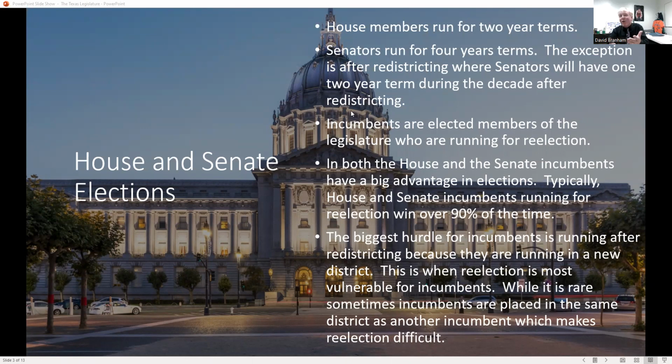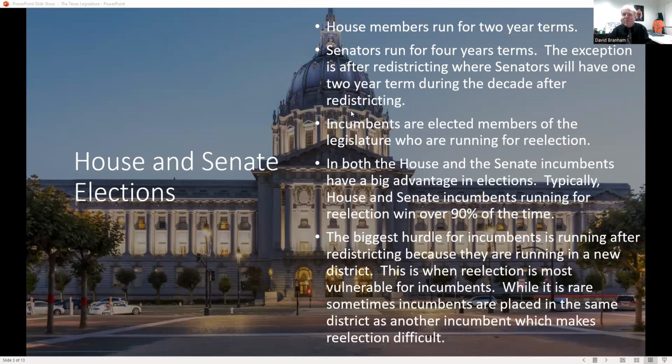Senators run every 4 years. The exception is after redistricting, where senators will have one 2-year term during the decade. That 2-year term may be the first 2 years, so they'll go 2 years, 4 years, 4 years, or if they win the drawing, which they have at the beginning of the session after redistricting, senators go 4-year terms, 4-year terms, and then one 2-year term. They always want to do their 4-year first because they want to save that 2-year run to last. By that time, they're well established in their district.